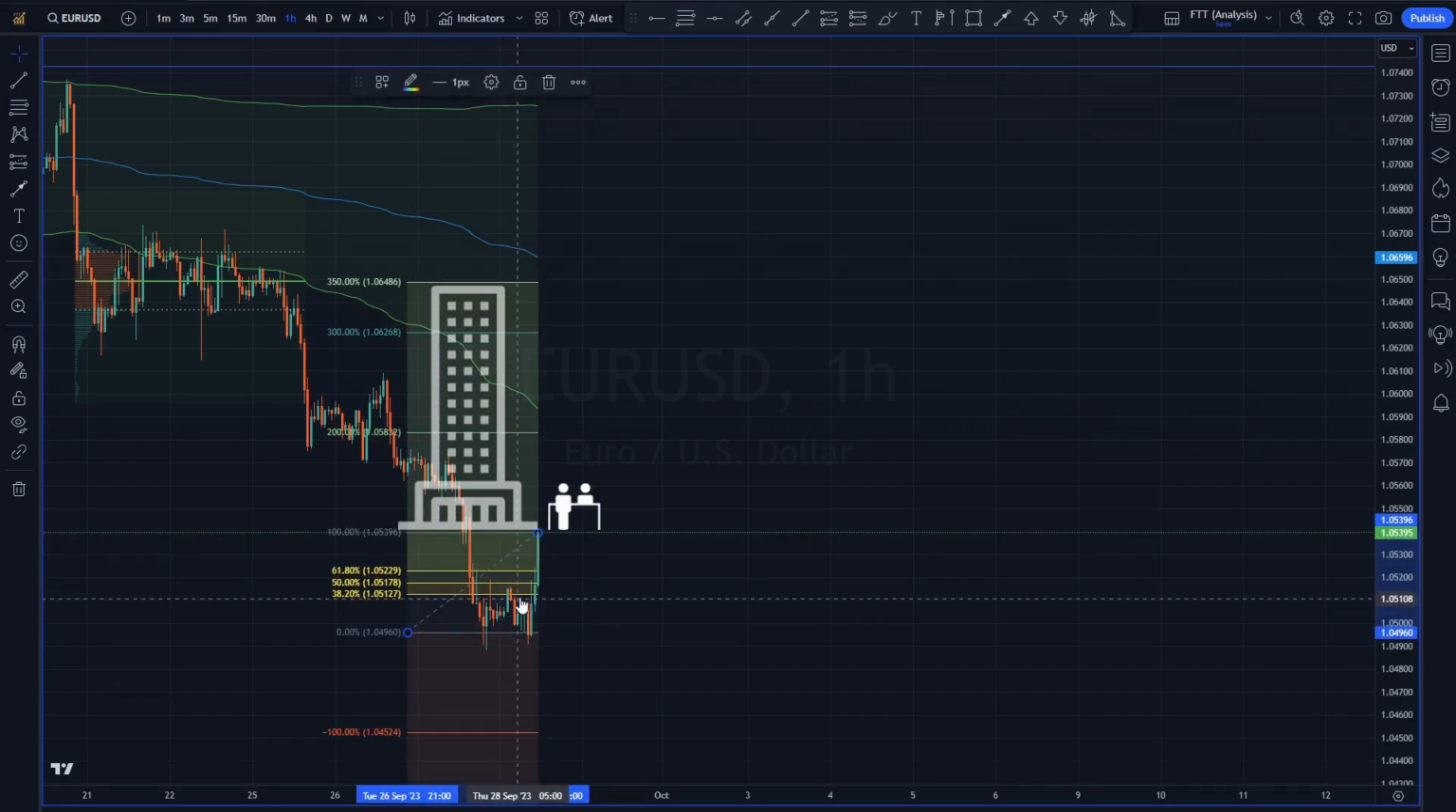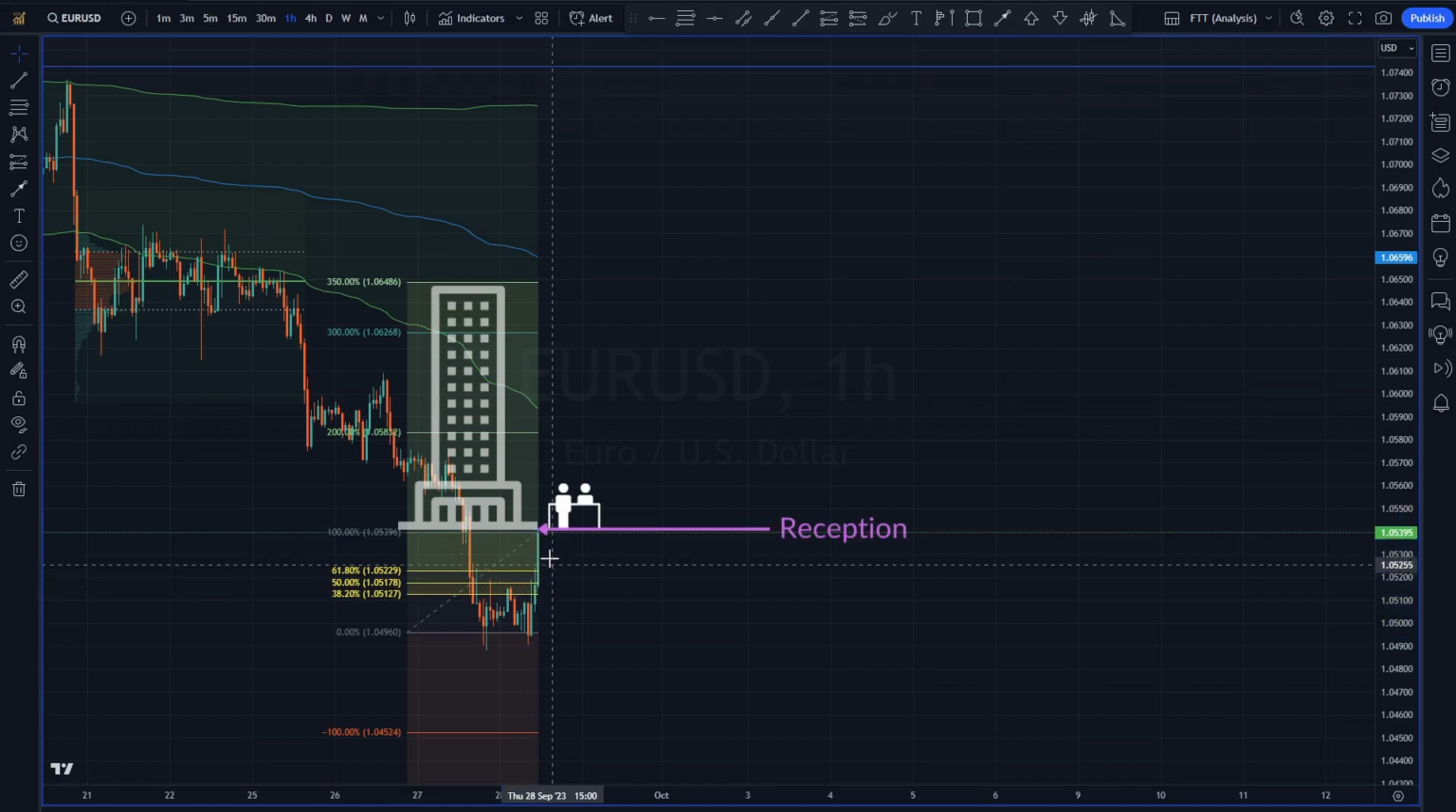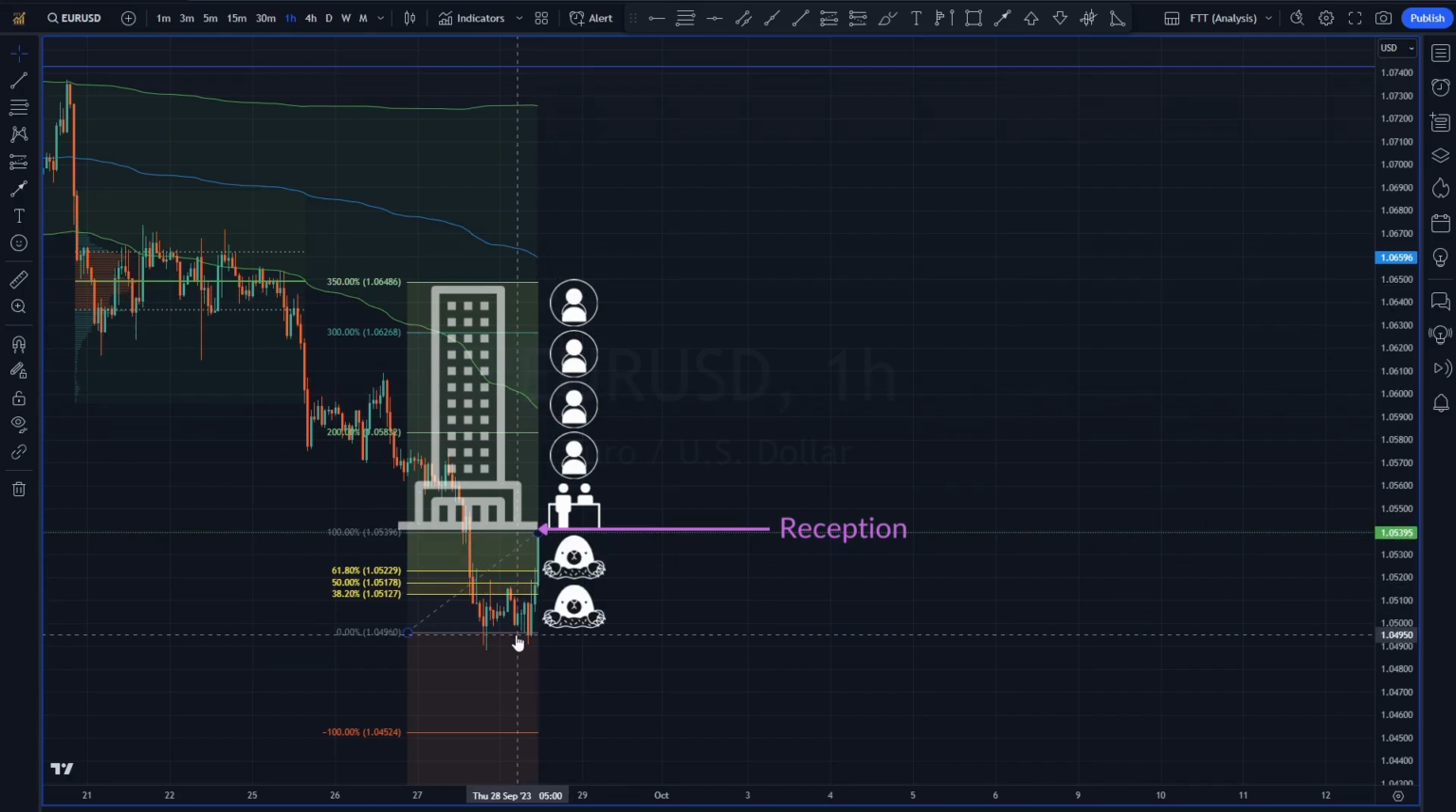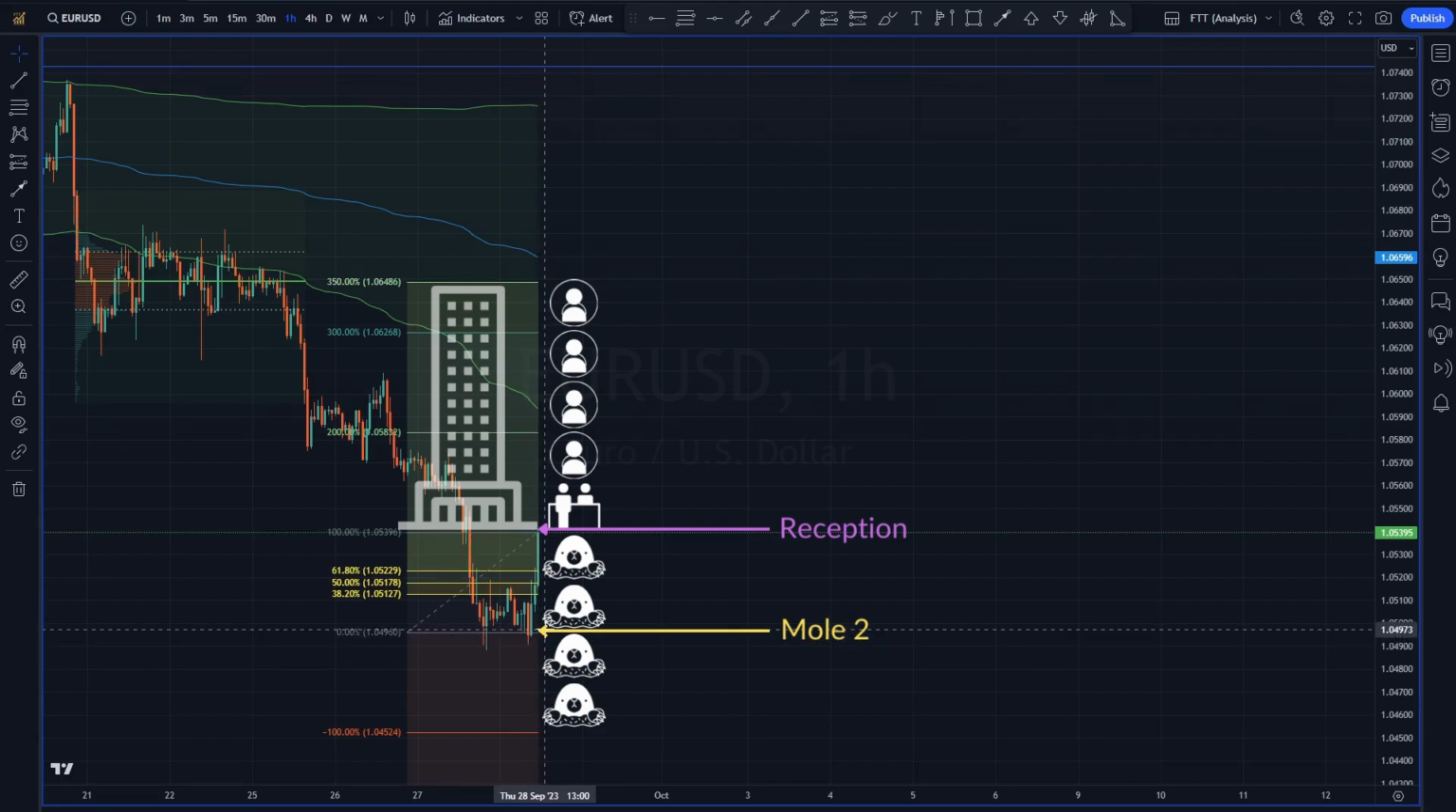The activation price is the reception on the ground floor. The upper floors are flats where people live. And below the reception area, on each floor, moles live underground. Now we need to figure out how large a floor will be. Since we want mole 2 on the second underground floor to be exactly at the turning point, mole 1 will be 50% of the distance between the close of the positive candle and the turning point. All floors in the skyscraper are the same size.